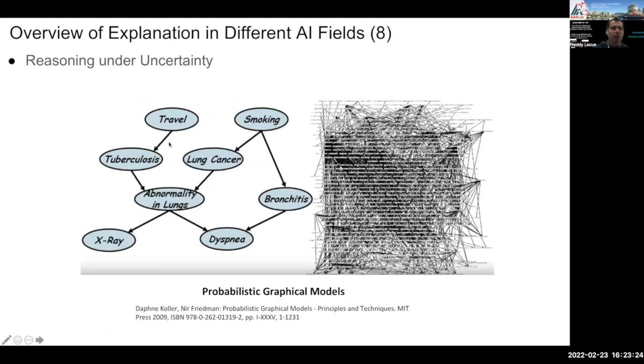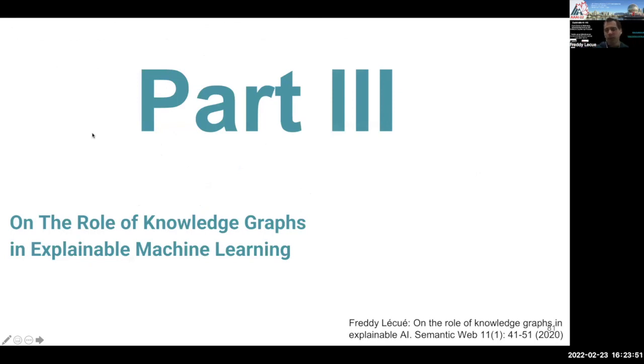And then you have all the work on reasoning and uncertainty, where you combine knowledge learned from data and knowledge from experts, and you try to recombine this as a causal graph, and compute explanations on such a large probabilistic graphical model. So that's some of the work that has been done in this field.